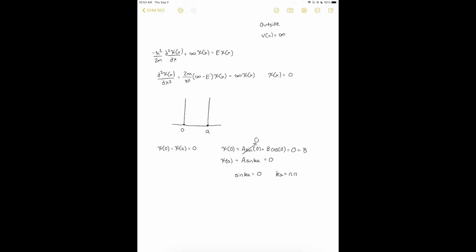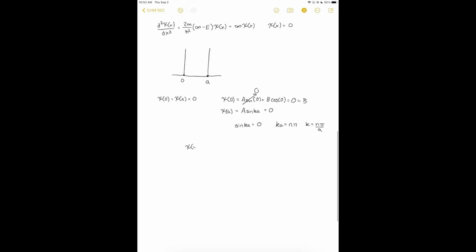And this gives us a condition here that shows us that k is equal to n pi over a. So we can plug this back into our equation and see that our wave function, let me get the A in there, is equal to A, which is our normalization constant, sine kx plus B, which was 0, cosine kx. We can write that as capital A sine n pi x over a. And this is our solution to the wave function.